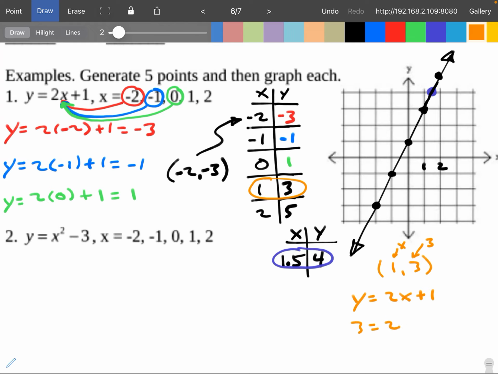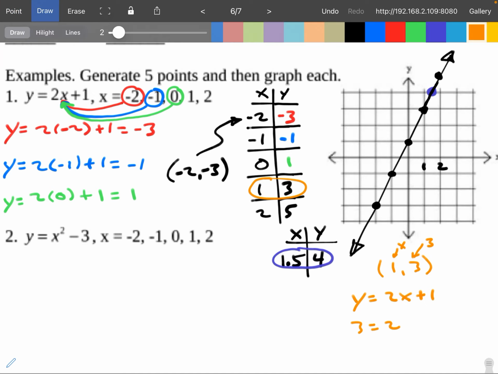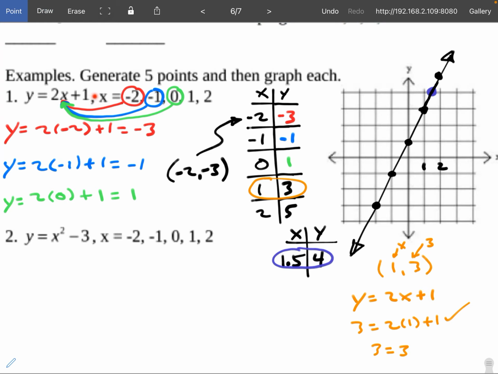So if I plug in 3 for y, that would say 3 equals, and then I'm going to plug in the 1 for the x right here. So 3 equals 2 times 1 plus 1. Is that true? Yeah, that's true. That says 3 equals 3. So every single point is a solution to this equation right here.